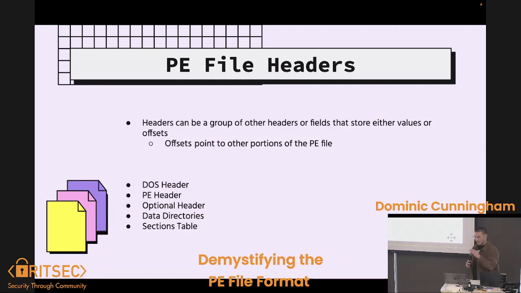So there are 5 different headers here for a PE file. There's the DOS header, which is just always going to be constant. It's just going to give you all of your constant information for the PE file. The PE header, the optional header, the data directories, which is where all of the other data and information of the PE file is stored, and then your section table, which provides you with pointers and different information of all of your sections.